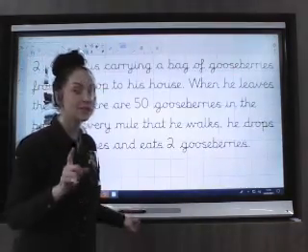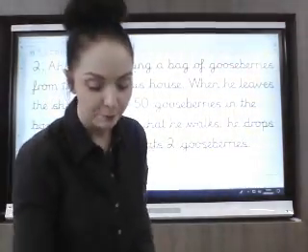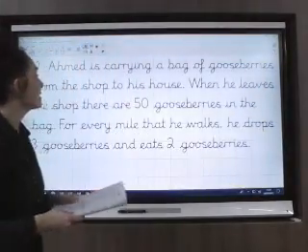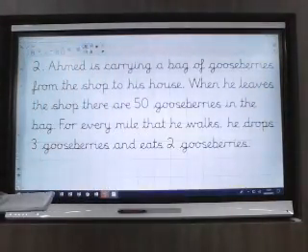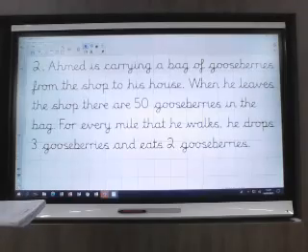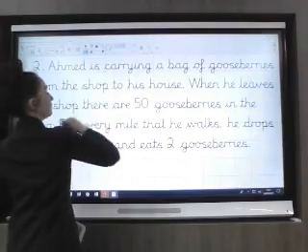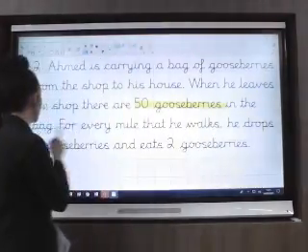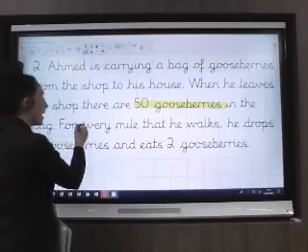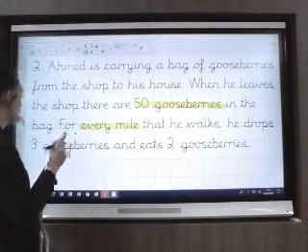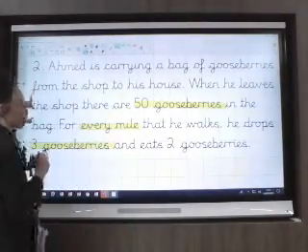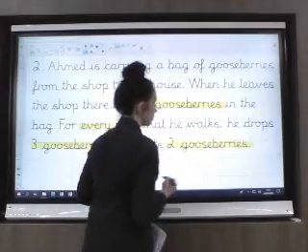Just remember, there are 30 days in September, and that will help you. Question 2 then says, Ahmed is carrying a bag of gooseberries from the shop to his house. When he leaves the shop, there are 50 gooseberries in the bag. Let's highlight that because that's important. For every mile that he walks, he drops 3 gooseberries and eats 2 gooseberries.